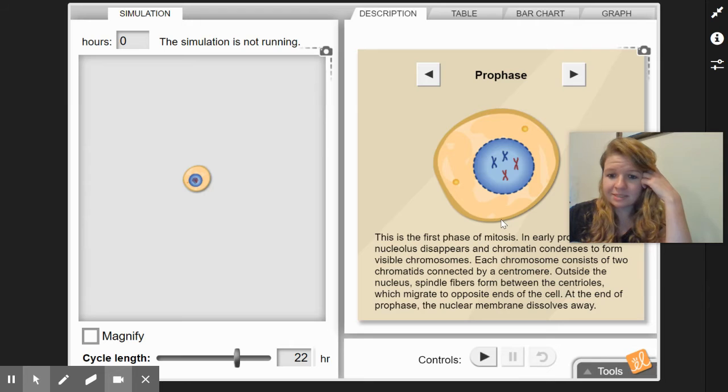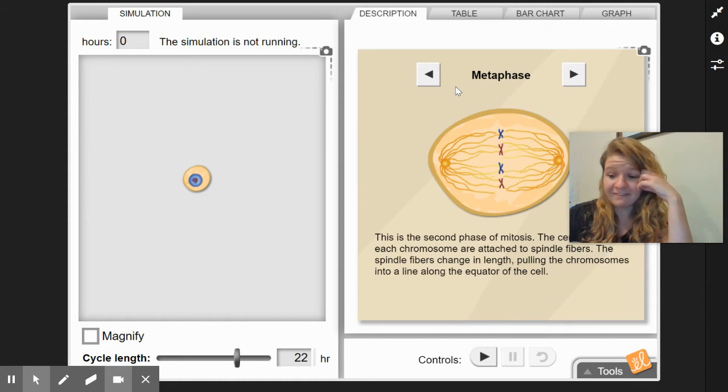Now, what's going on outside of our nucleus, our spindle fibers are starting to form between our centrioles, and our centrioles have moved to the opposite side of the cell because they are getting ready to help us divide. If you remember, centrioles are organelles that help cells divide.